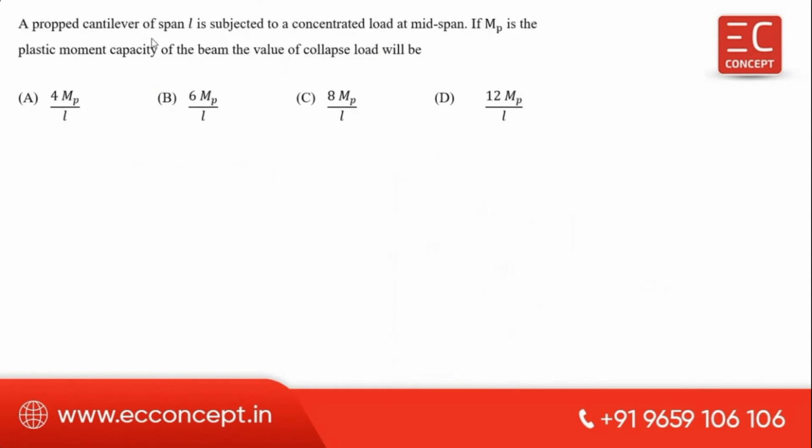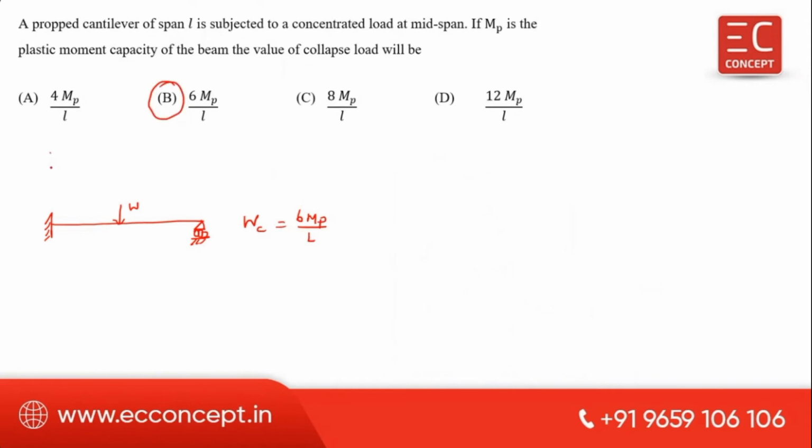Now, a propped cantilever of span L is subjected to a concentrated load at mid-span. If MB is the plastic moment capacity of the beam, then the collapse load will be... it's a propped cantilever beam, right? So a propped cantilever beam subjected to a central point load W, then the collapse load is equal to 6 MB by L. You don't need to derive this. Simply keep this in your mind.